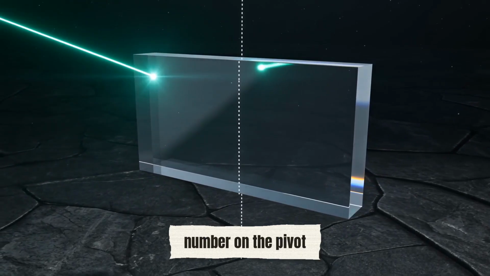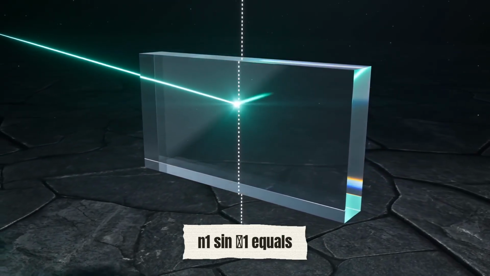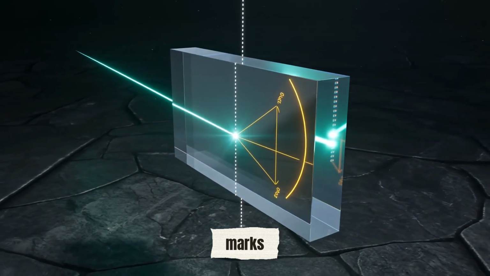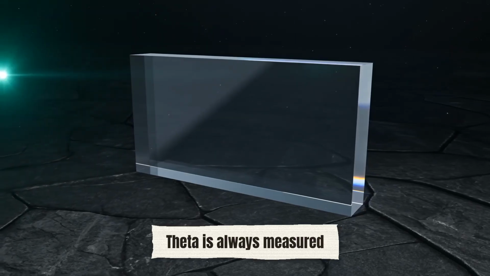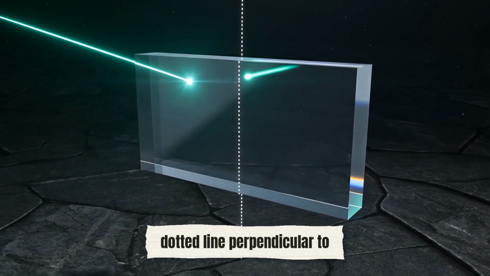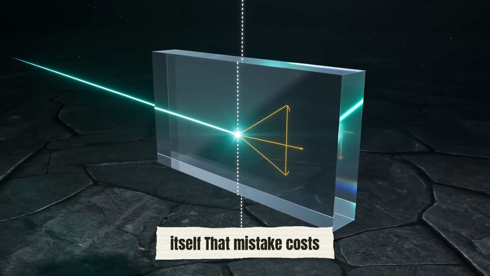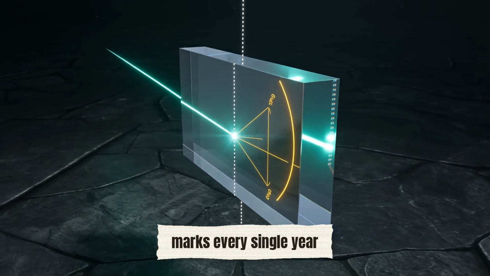Snell's law puts a number on the pivot. N1 sine theta 1 equals N2 sine theta 2. One detail decides the marks. Theta is always measured from the normal, that dotted line perpendicular to the surface, never from the surface itself. That mistake costs marks every single year.